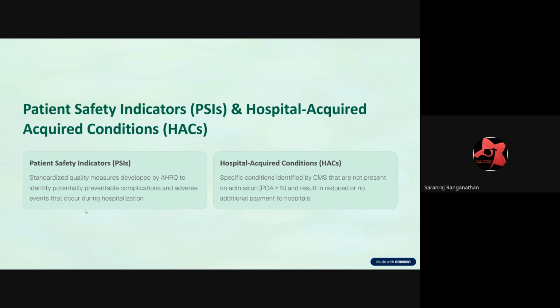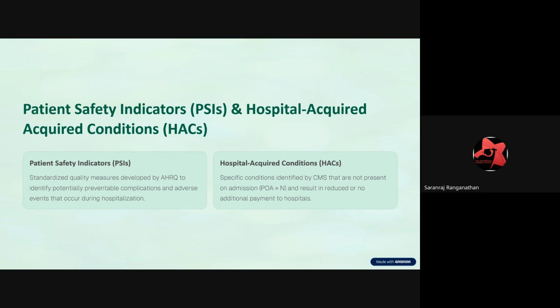So again, this patient safety indicator is a standardized indicator. They have given some numbers. It will tell you whether the patient is going to have a complication, and whether that needs to be prevented or not. What adverse event is possible, or the possibility that a complication may happen, will be indicated with certain numbers. These are standardized and provided by CMS, the Centers for Medicare and Medicaid Services.